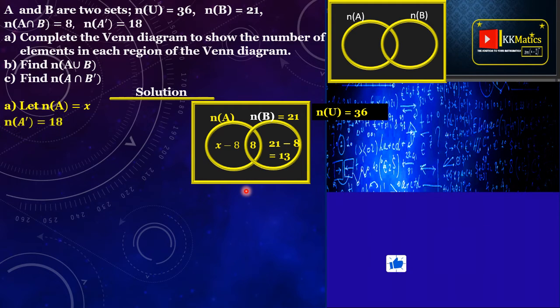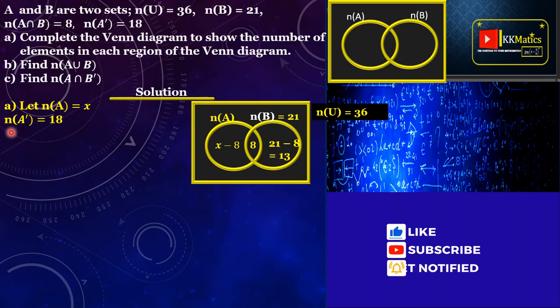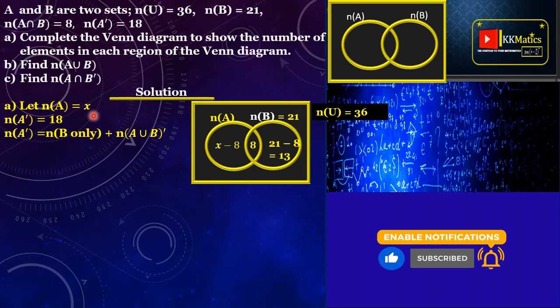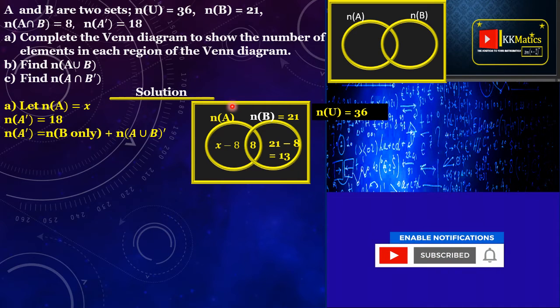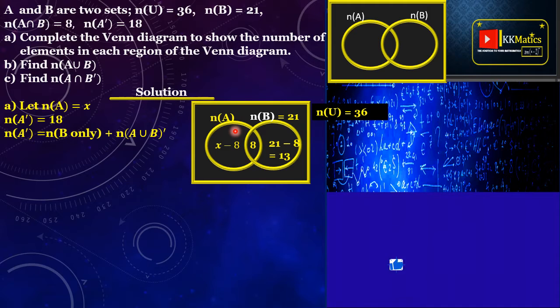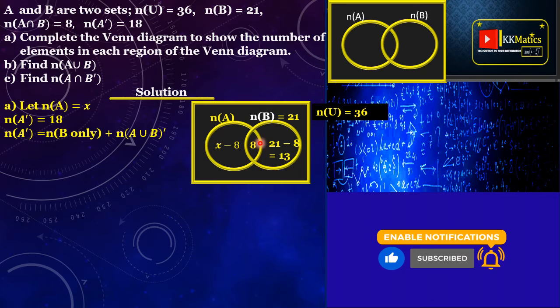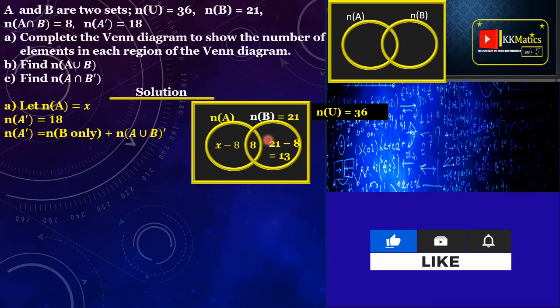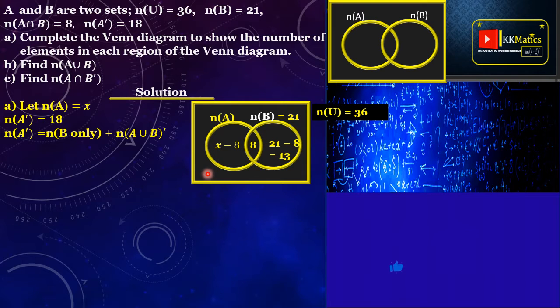Now, from the question here, we know that the number of elements in A complement equals 18. So that being said, A complement are elements that are not in A but can be found in the universal set. So we know that this region, that region, this region, and this region all sum up to the universal set.